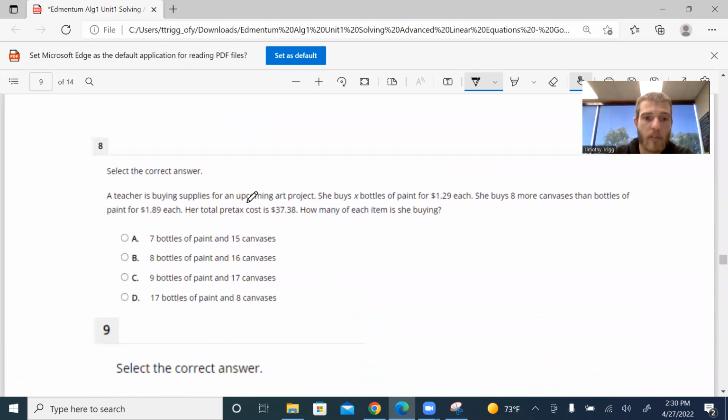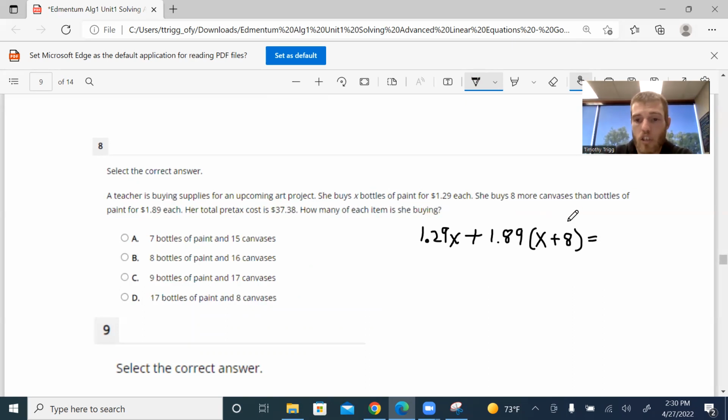A teacher is buying supplies for an upcoming art project. She buys x bottles of paint for $1.29 each. So $1.29 times however many bottles of paint, x many. She buys 8 more canvases than bottles of paint for $1.89 each. So plus she buys canvases. They cost $1.89. She bought 8 more canvases than bottles of paint. So that's the number of paint bottles plus 8 more. That's how many canvases.